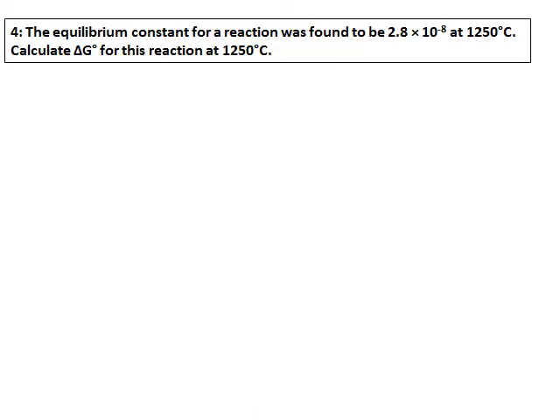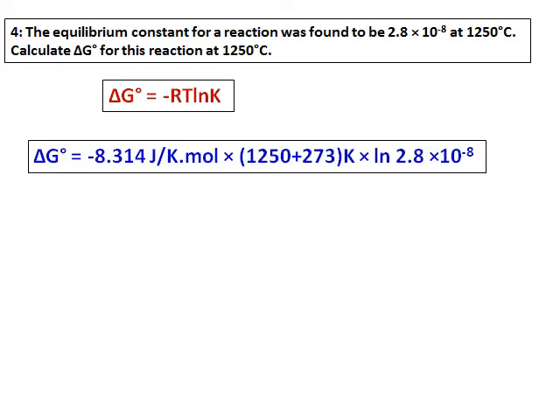The equilibrium constant for a reaction was found to be 2.8 times 10 to the power of negative 8 at 1250 degrees Celsius. Calculate delta G0 for the reaction. This is a question relating the free energy and the equilibrium constant. Therefore, the equation you will be using is delta G0 equals minus RT ln K. So substitute all the values in it.